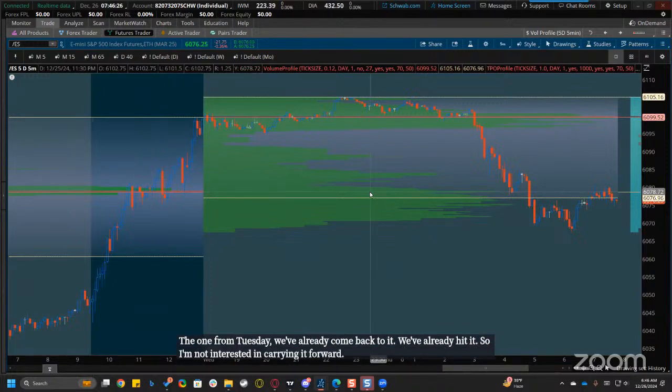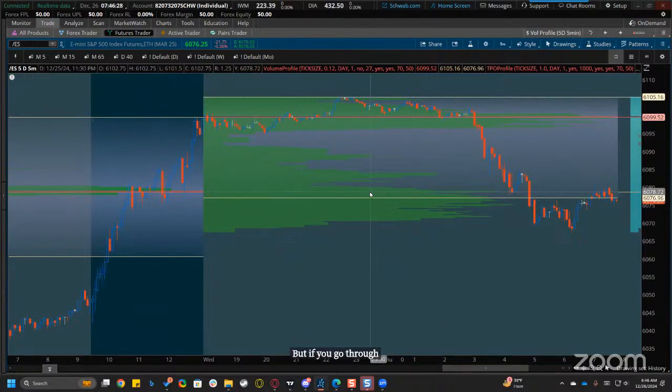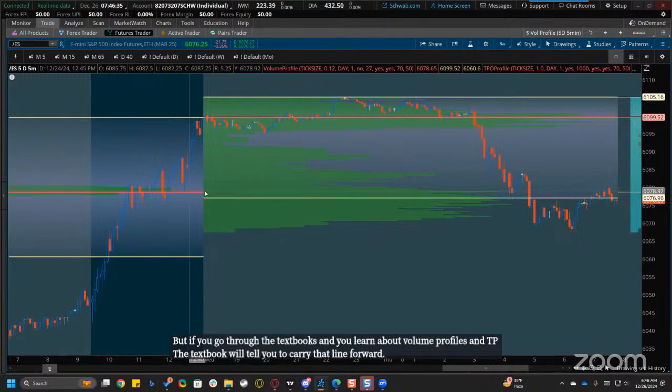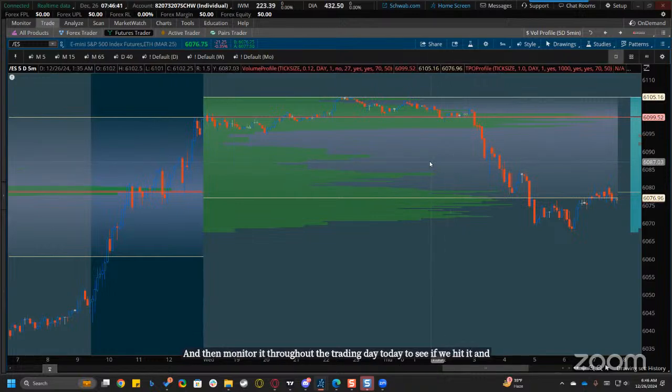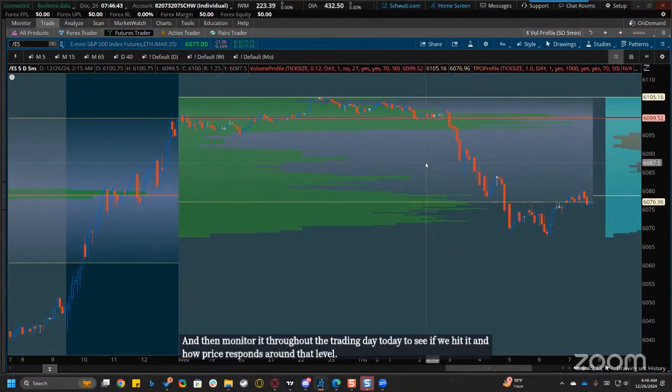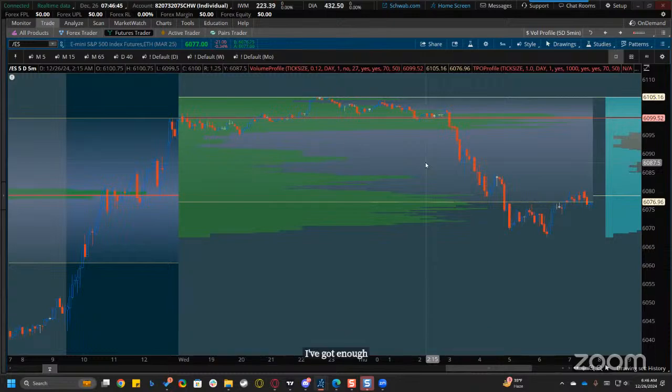But if you go through the textbooks and you learn about volume profiles and TPOs, the textbook will tell you to carry that line forward and then monitor it throughout the trading day to see if we hit it and how price responds around that level. I've got enough pivots. I don't need another one.